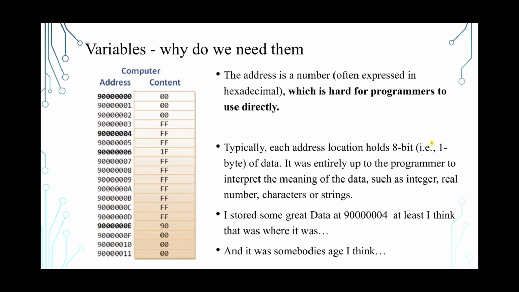Because of many reasons. The most important reason is that addresses are basically numbers, often used or expressed in hexadecimal. This is going to be very hard for programmers to use directly, very hard to remember, right? Typically, each address location holds 8 bits, which means 1 byte of data. It was entirely up to the programmer to interpret the meaning of the data, such as integer, real number, characters, or strings. And we are going to talk about these things later in this lecture.